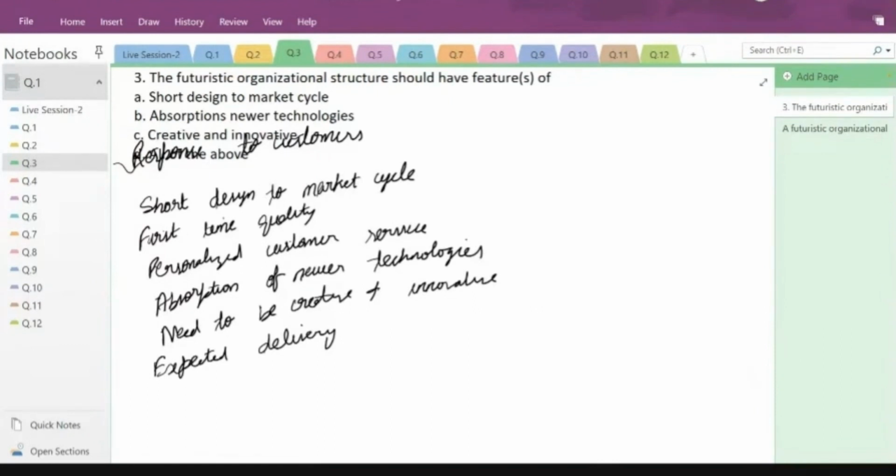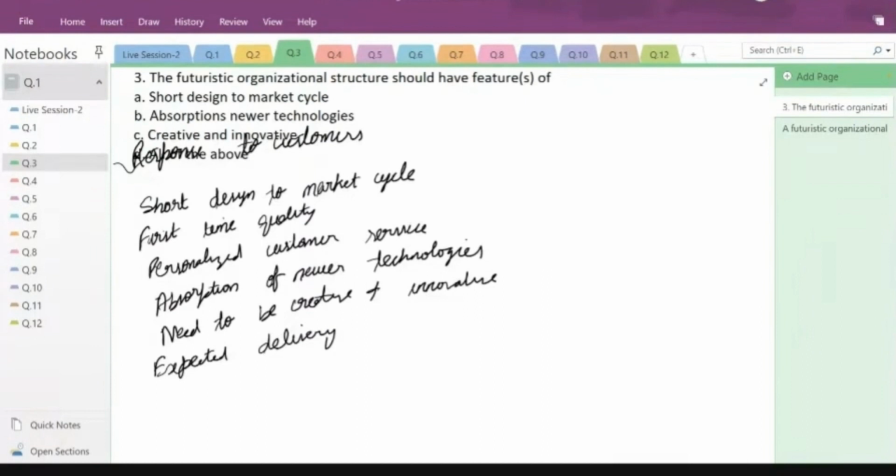So next is first time quality. Sometimes we do not get much time, because the duration for which a product will survive in the market is very short. Because of that, whatever we are making must be made of the required quality so that it is able to get a grip in the market and get established. So it is important that whatever is made the first time itself should have the requisite quality, and it should appeal to the customers.